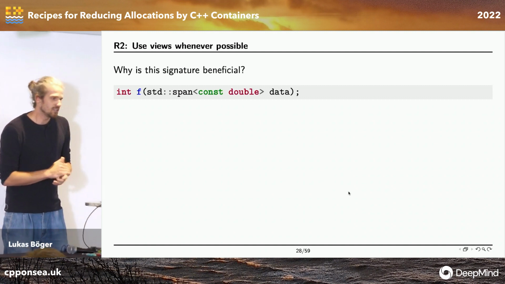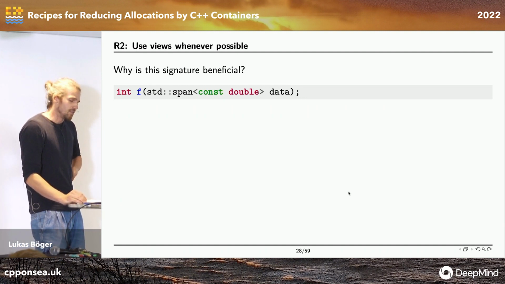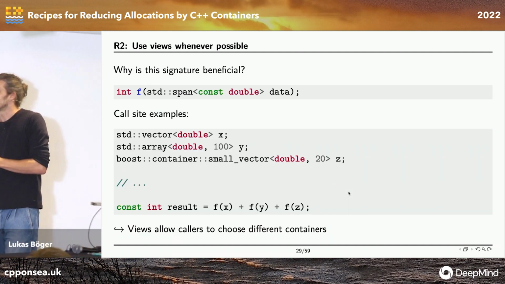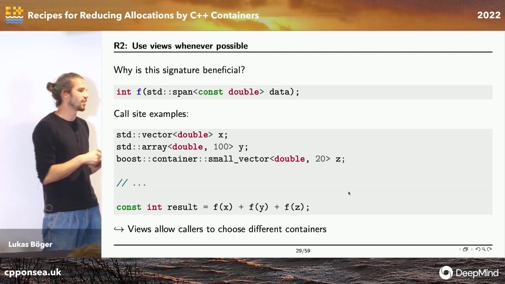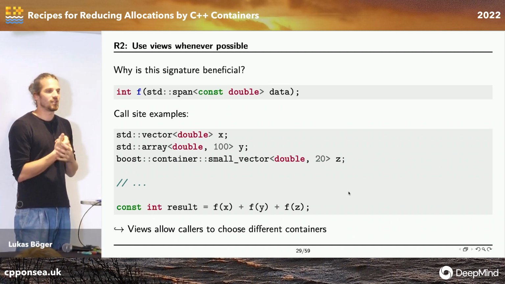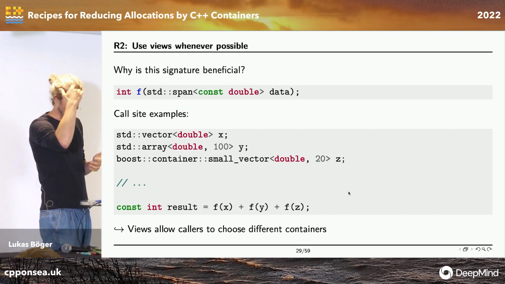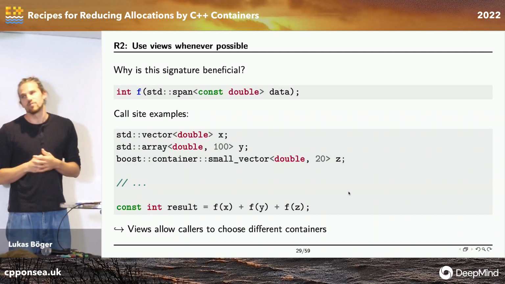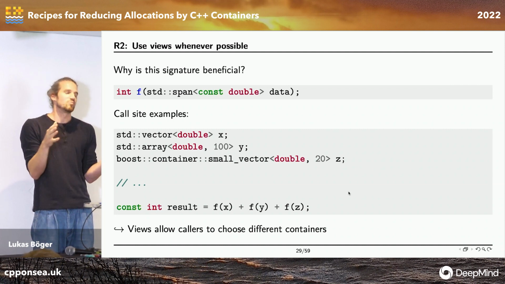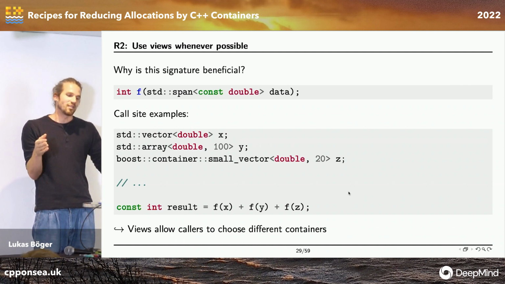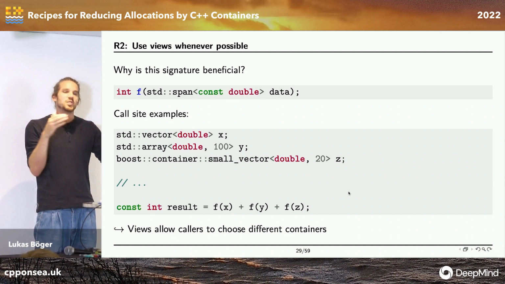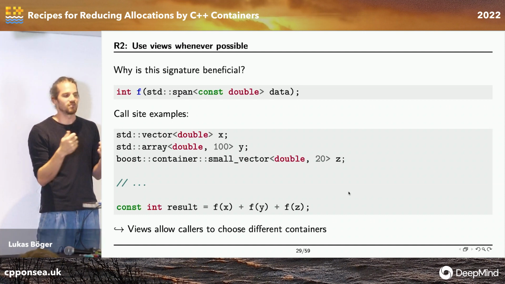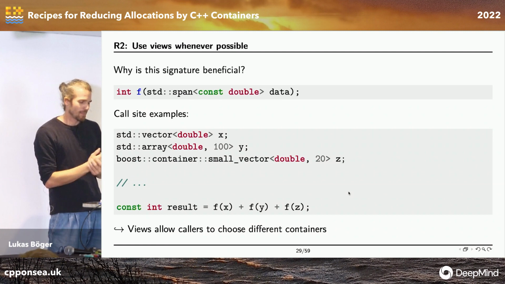Second, it gives us the choice to pick the right container for the circumstances on the call side. It might be a vector, it might be an array, it might be something else. With the function signature on the top, as long as it's contiguous storage, we can pass it to the function. So I suppose it's a good design principle in the first place to constrain your signature to what you really need, right? It doesn't have to be a vector if you just iterate over it, do something with the numbers or whatever, and then don't use it otherwise.